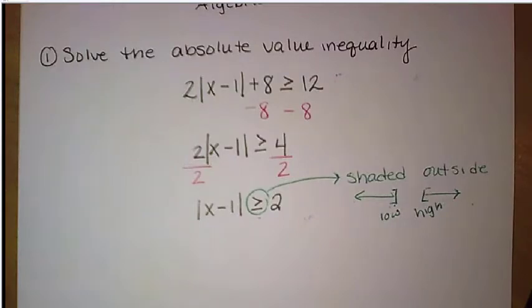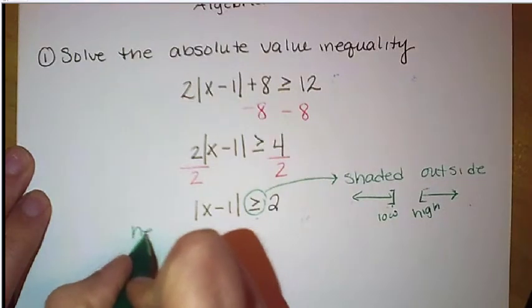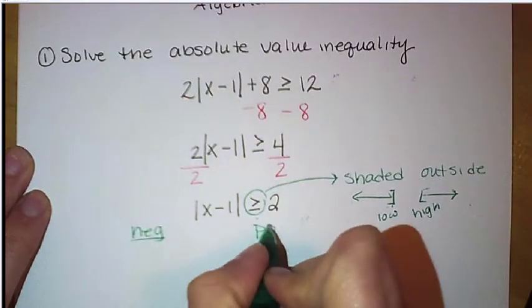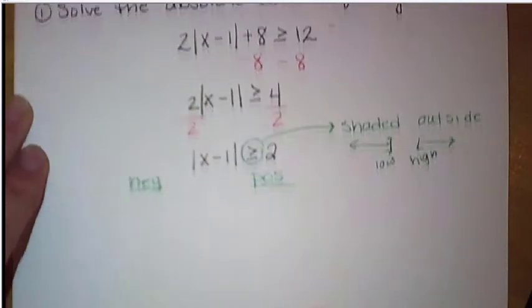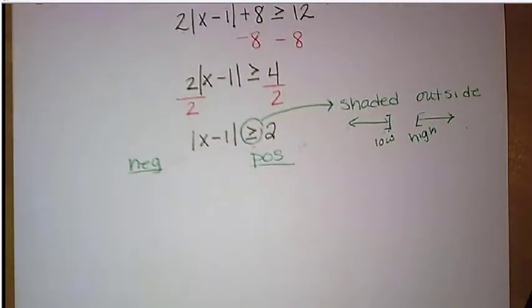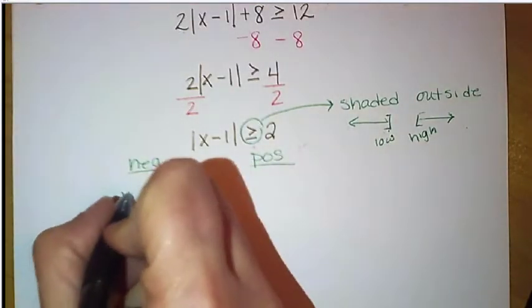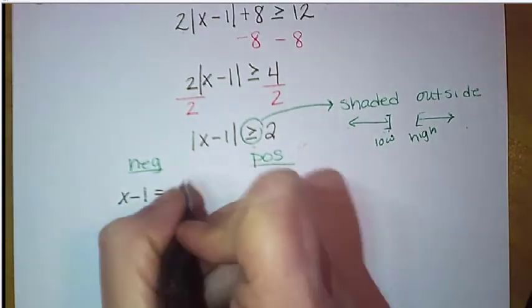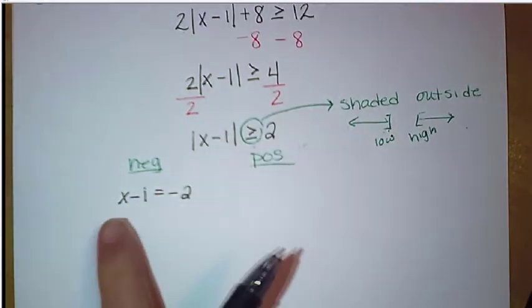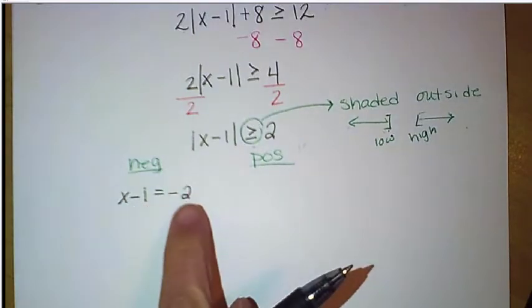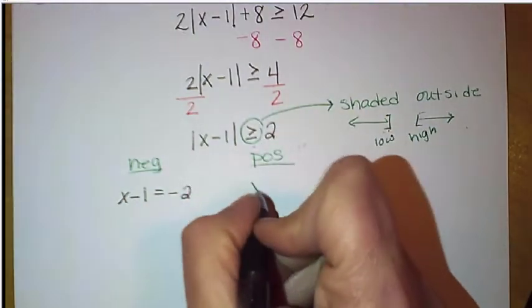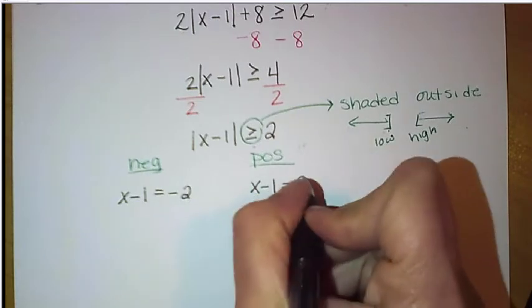Now, just like when we did our absolute value equations, I still need to acknowledge that I have both a negative and a positive side of this problem. And I'm going to completely ignore the fact that this is an inequality right now, and just change this to an equal sign, and it's going to look extremely similar to what we just finished doing in the previous section with absolute values. So we're going to have x minus 1 is equal to a negative 2. Remember, I'm not changing anything about my absolute value, just changing my constant. And then I'm going to have x minus 1 equals a positive 2.